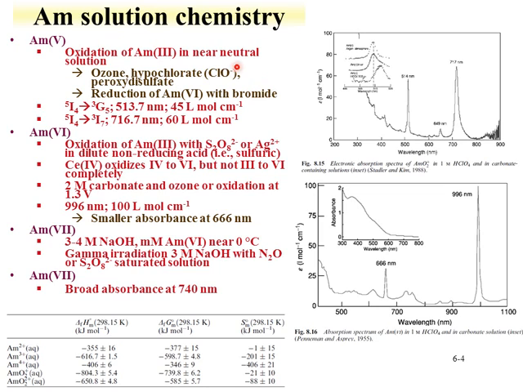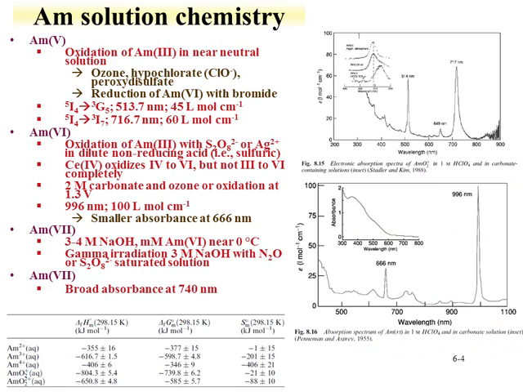Americium-5, if you oxidize the Americium-3 in near neutral solution. Ozone, hypochlorite, peroxydisulfate are suitable oxidizing agents. And the UV-visible spectroscopy gives two peaks, one near 515, the other near 715, with reasonable molar absorptivities, where the speciation of the Americium-5 can be identified through the spectroscopy.